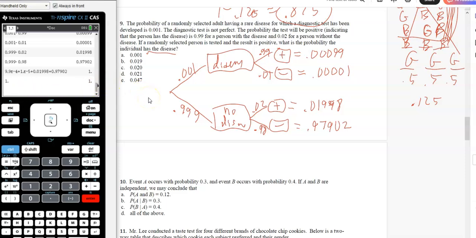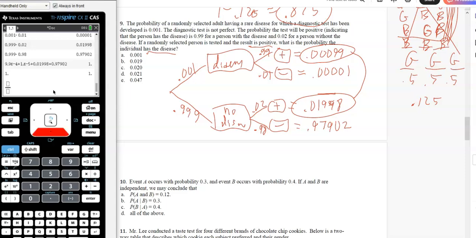Okay, so we have to read this question carefully. If a randomly selected person tests positive, so positive would be these folks, and these folks. So those are the two groups we're looking at. That's my given information. So if I do a fraction there, the denominator is going to be 0.00099 plus 0.01998, I think. Yeah.